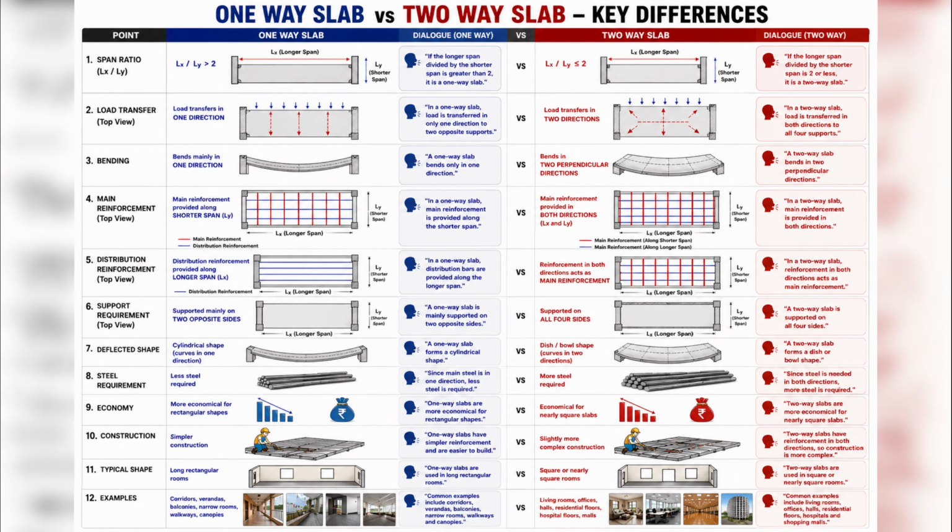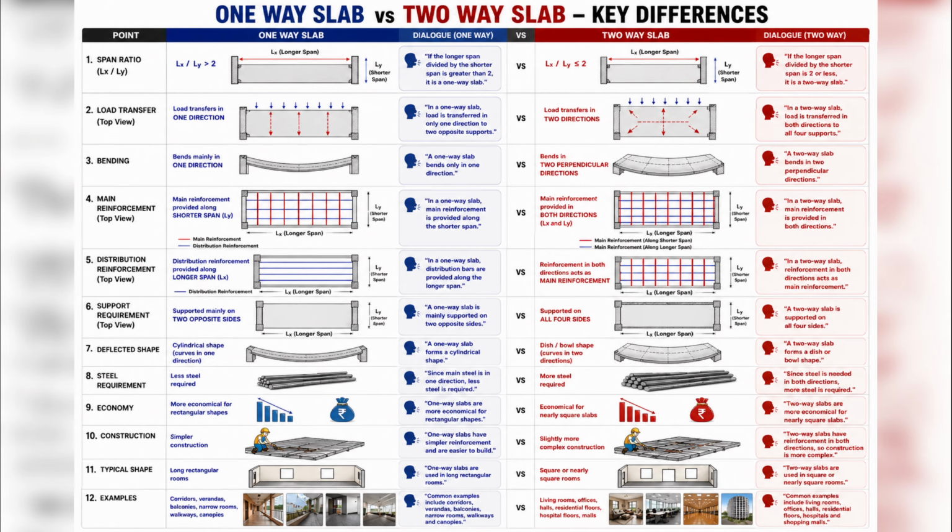5. Distribution reinforcement. Here comes another important difference. In a one-way slab, the bars along the longer span are called distribution bars, mainly used to distribute loads and control shrinkage cracks. In a two-way slab, reinforcement in both directions acts as main reinforcement, so there are no separate distribution bars.